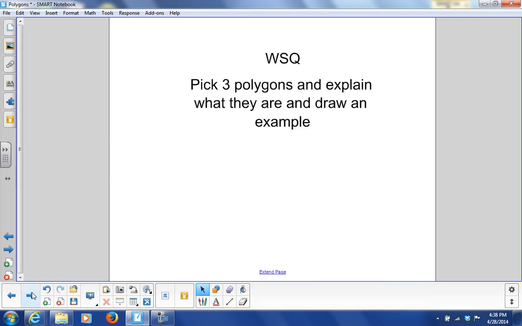All right, WSQ: work on your practice book page, obviously, and then pick three polygons, explain what they are, and draw an example. And we shall see you in the morning.